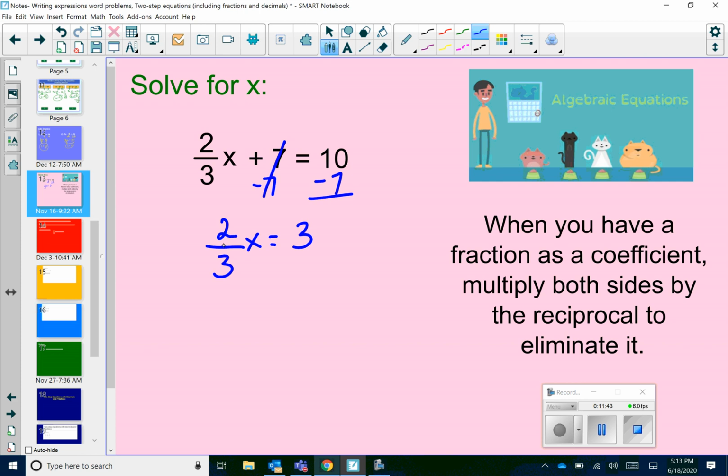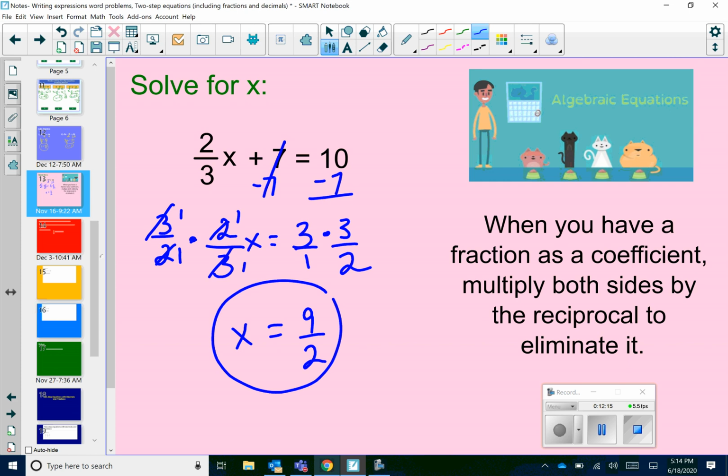And now in order to eliminate my fraction, I want to just multiply through by the reciprocal. Now notice when I multiply by the reciprocal, and we should all remember your reciprocal is just your fraction flipped, I have the same number on the diagonals, which means they all cancel out. The whole goal is to get rid of the number with the variable. So that's what we're doing when we multiply through by the reciprocal. And that's going to leave me with x equals, well, 3 times 3 is 9, and 1 times 2 is 2. So our final answer here would be x equals 9 over 2.